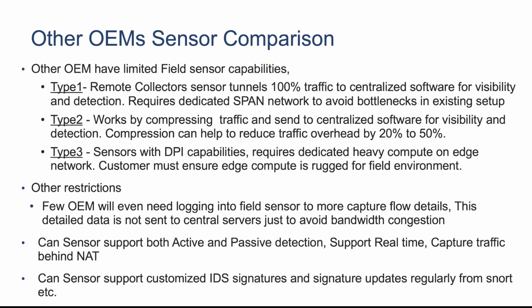Type 3 sensors are something similar to Cisco. These sensors have DPI capability and require dedicated compute on the edge. But normally, unlike Cisco with the IC3000, the OEM doesn't manufacture edge computing, so the customer must also ensure that edge computing devices are rugged enough for the field environment. There may be other restrictions, like a few OEMs needing a login into field sensors to capture more flow detail, so it doesn't send the flow detail directly to the centralized application server. This is done just to avoid bandwidth congestion.